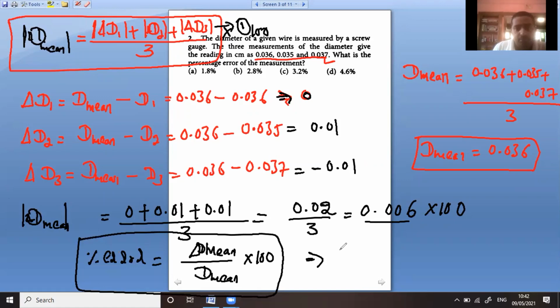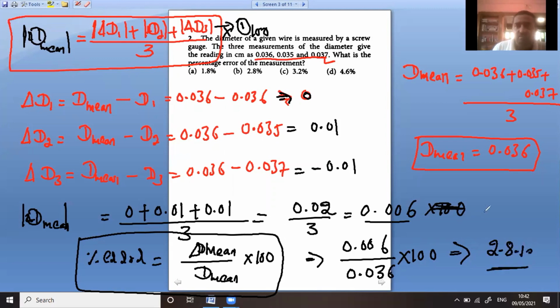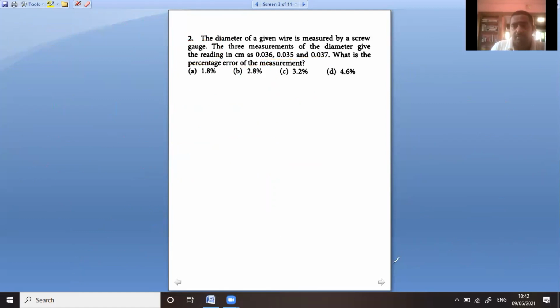So now put the values, that is equal to 0.006 divided by the mean diameter, which is 0.036, into 100. After simplifying, we get the answer 2.8 percent. This is the answer. The option which matches this is option B, the correct answer. Then the next question.